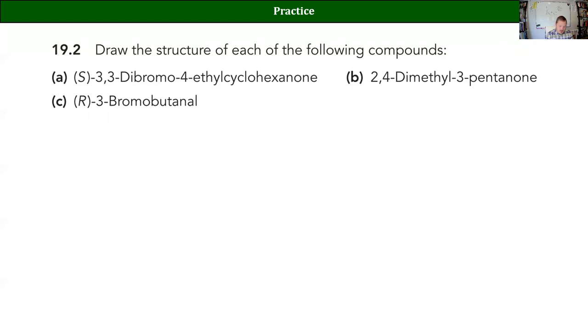So for each of these, start by drawing your parent molecule, which in this case is the cyclohexanone. Cyclohexyl, adding a ketone to it. Then you've got a 3,3-dibromo. So that can't be what the S is referring to, right? Because we have two bromines attached to the same carbon. So that's not going to be where we care about the stereochemistry. So carbon 1, carbon 1 is where the ketone is attached.